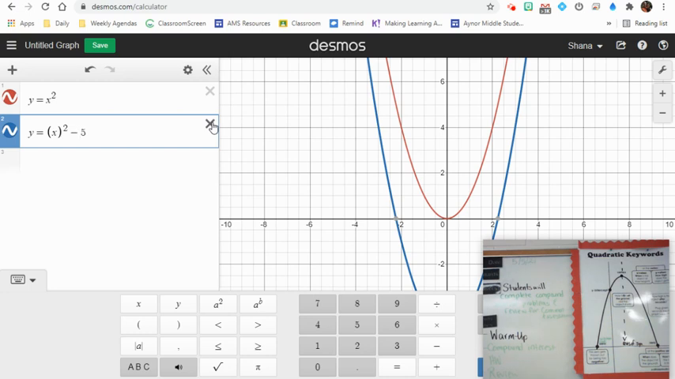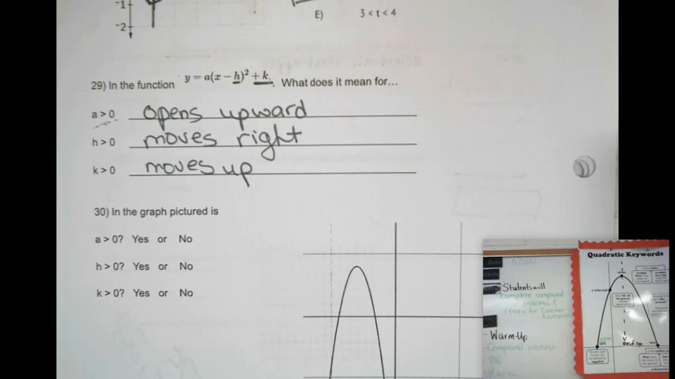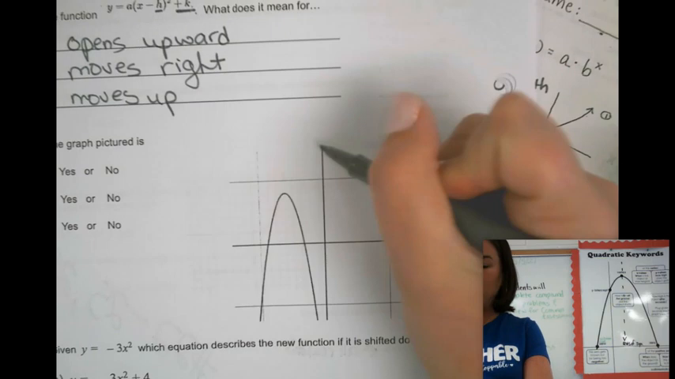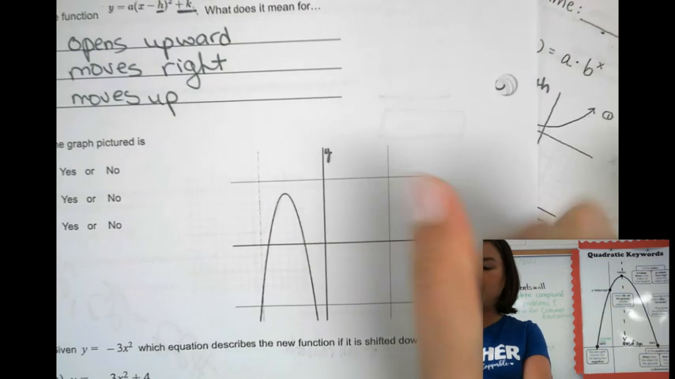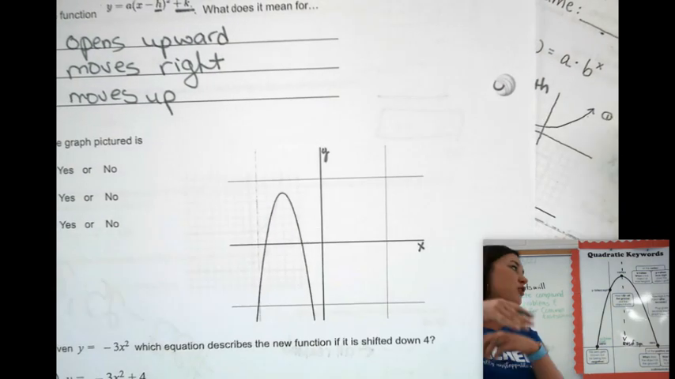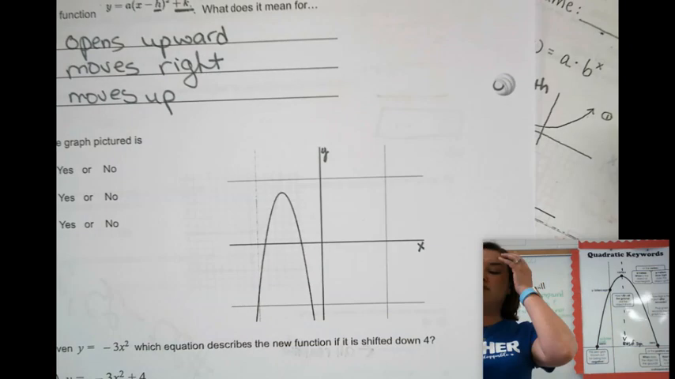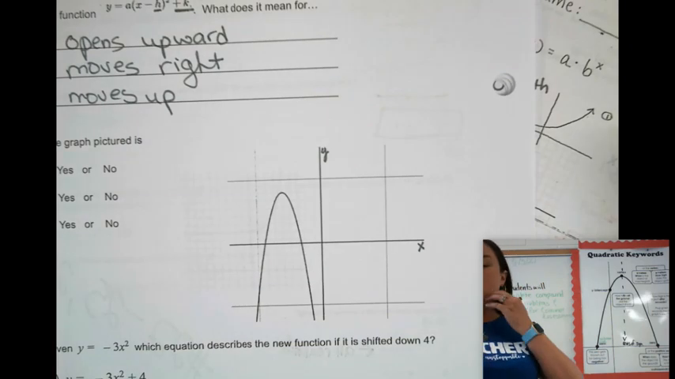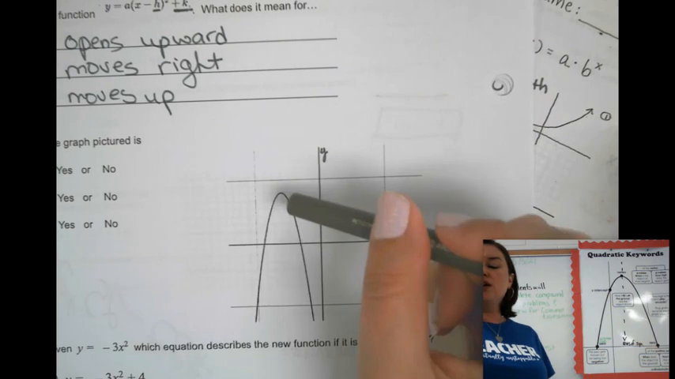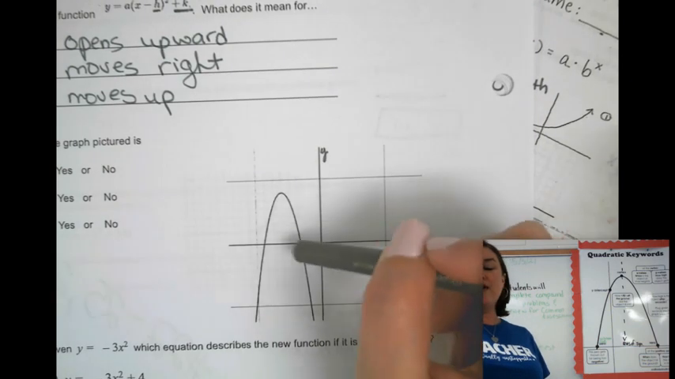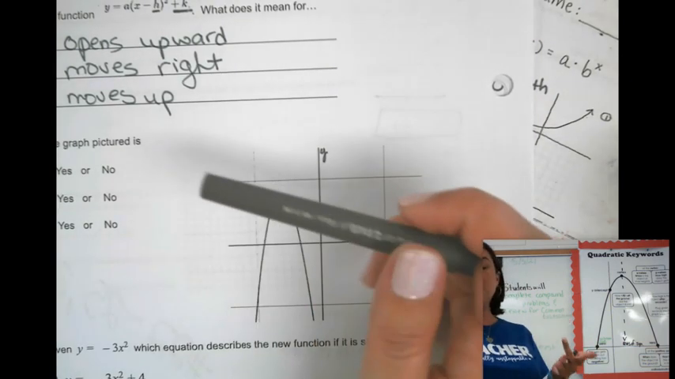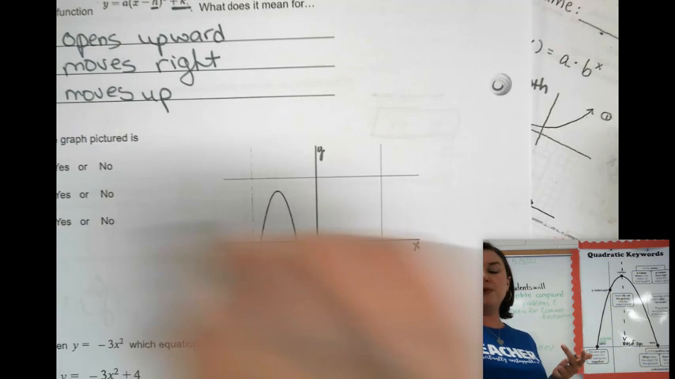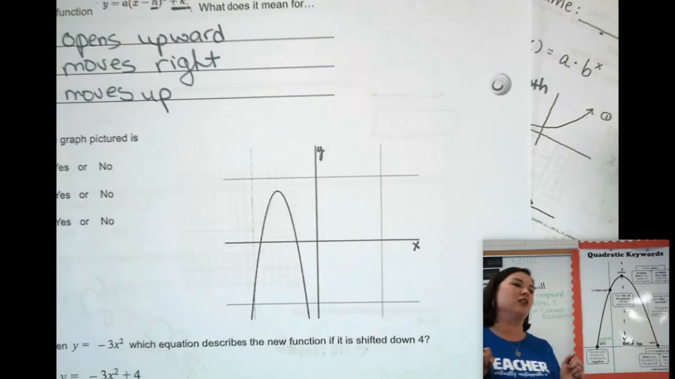So now what I want you to do is look at the next problem. It says, in this graph pictured, what are these things? One thing I want to point out, this line right here is the y-axis, and this line right here is the x-axis. Those other grid lines, I just couldn't really get them to go away. So you've got to figure out, is A positive, is H positive, and is K positive? So just click yes or no beside it for what you think for that graph, not click circle.